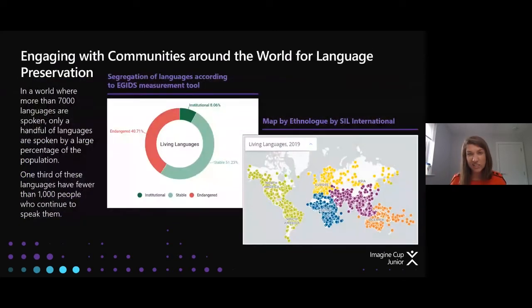Now, I actually didn't know, and I don't know if people watching know, that we had so many endangered languages in the world. Across the world, there are a lot of languages that are spoken, but only a small percentage of them are actually spoken, and 1/3 of them are actually endangered languages. You can see it there in that diagram, in this red area, 40.71%. Niamh, do you know of any endangered languages, actually?